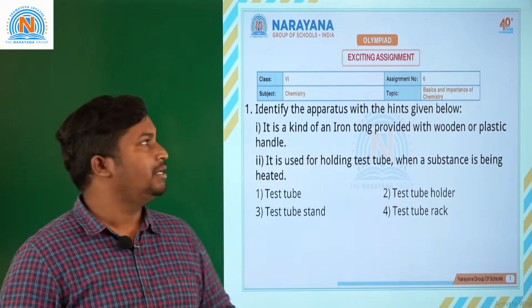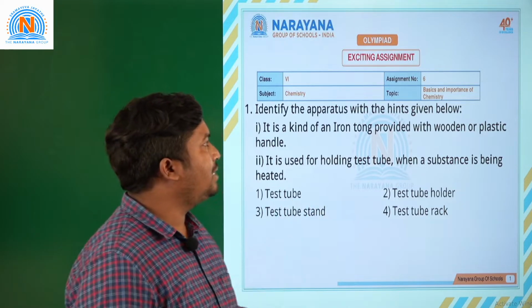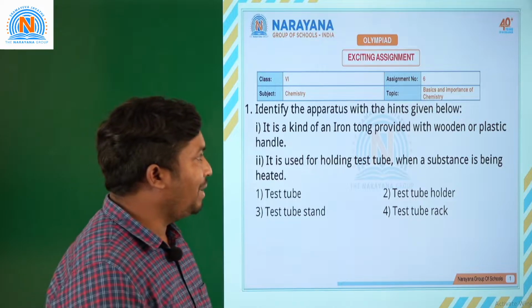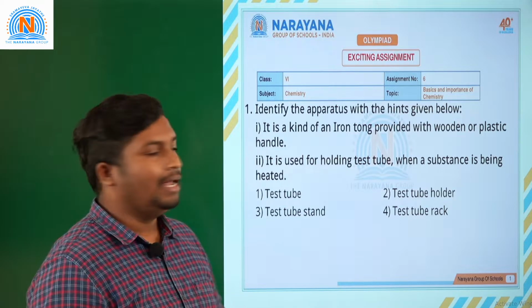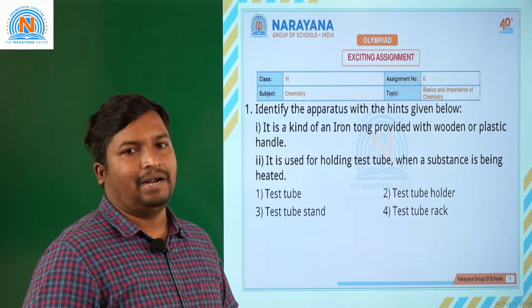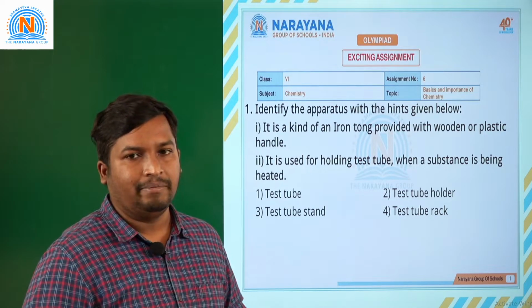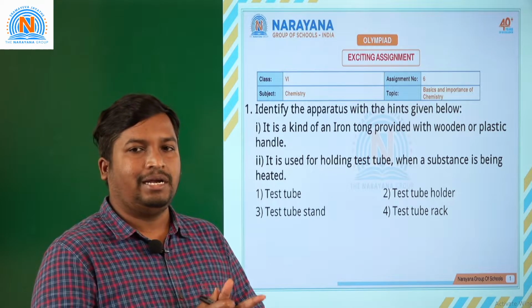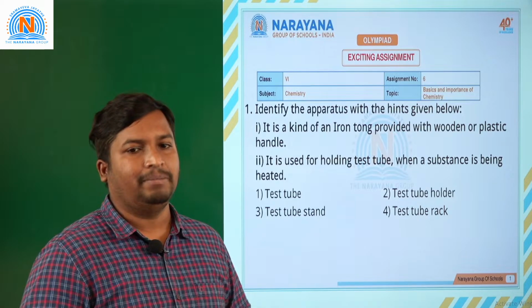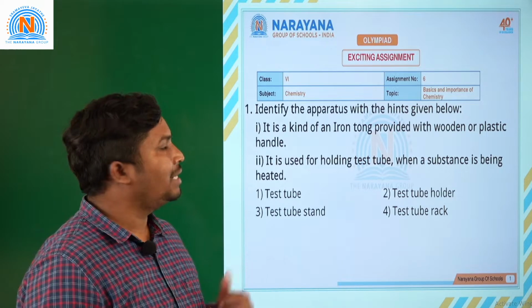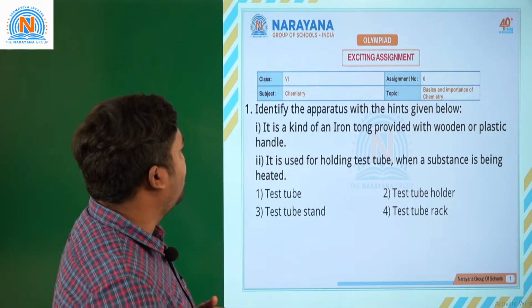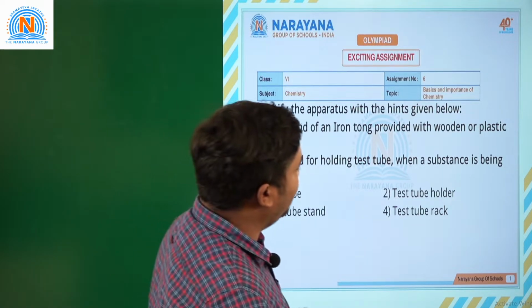So today we are here to discuss the 6th class assignment of Olympiad chemistry, and the topic is basics and importance in chemistry. The given worksheet is generally based on the laboratory apparatus. When we visit a lab we see many instruments and apparatus around us, so you should be able to name them, right? So the current assignment is based on laboratory equipment. Let us see this. Identify the apparatus with the hints given below.